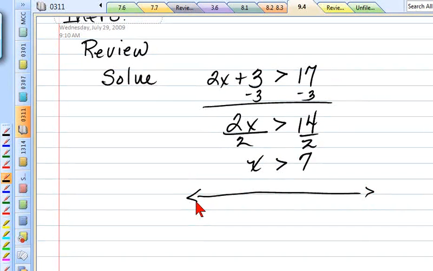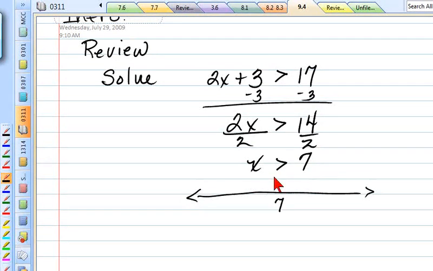A number line because there was just one variable, so we just needed this for graphing. You located 7. Then you had to make a decision. Is 7 included in the solution set or not? What do you think? Is 7 greater than 7? No. Now, if it had said greater than or equal to, it would be included, but it's not included.